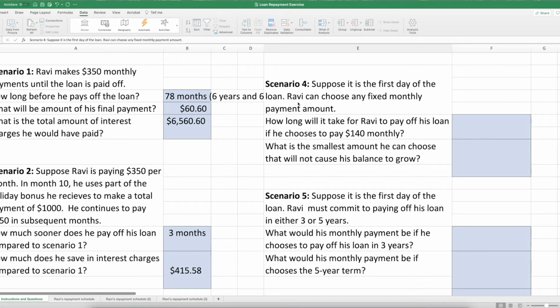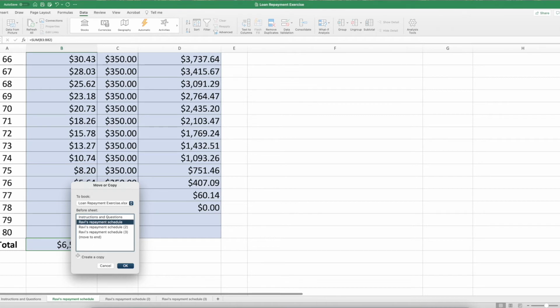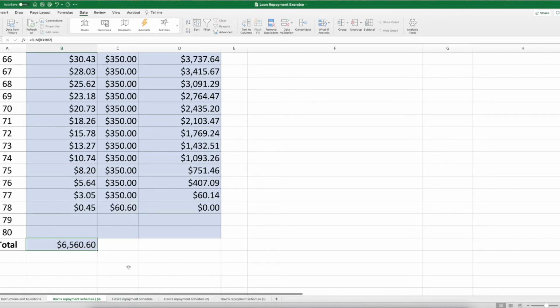Suppose it is the first day of the loan. Ravi can choose any fixed monthly payment amount. How long will it take for Ravi to pay off his loan if he chooses to pay $140 monthly? In order to answer this question, let's create another worksheet. I am going to say move or copy, choose the original schedule, create a copy, enter, and it creates a new worksheet for me, but it doesn't name it appropriately. So I'm going to correct the name, Ravi's repayment schedule 4, bring it to the right.